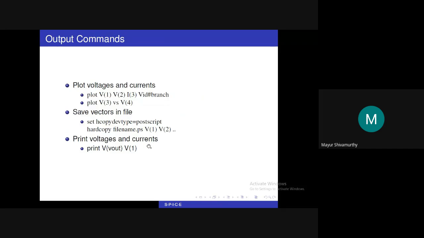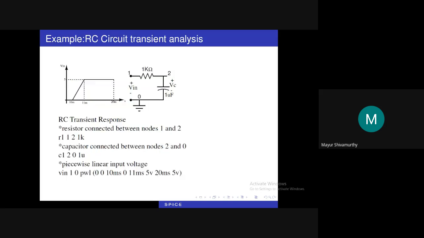So these plot commands are for plotting voltage. It is basically plot V of 1, that is, plot node 1 voltage, node 2 voltage. Then there are current plots also. So next we will see these, as certain examples of output commands.